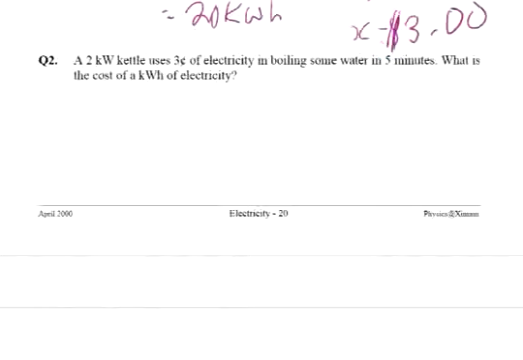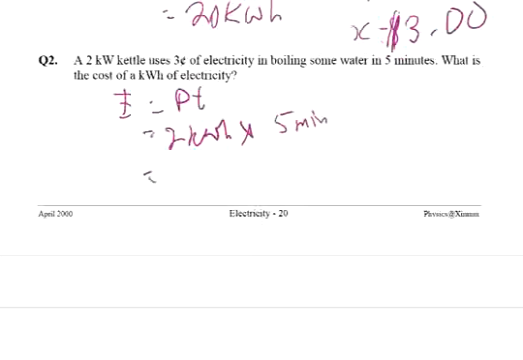It says that we have to calculate, so E is equal to PT, 2 kW times 5 minutes. And of course, the 5 minutes itself, we need to change to hour. So you divide by 60 to become hour. So divide by 60, the answer will be 1/6.